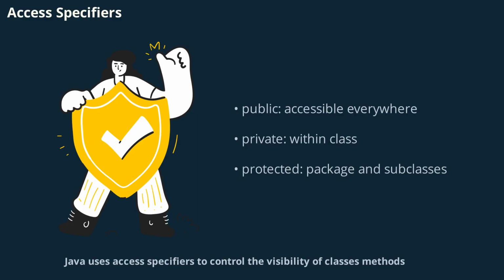Java uses access specifiers to control the visibility of classes, methods, and variables. The four main types are public, private, protected, and default. These specifiers help restrict access and protect data from unauthorized use.